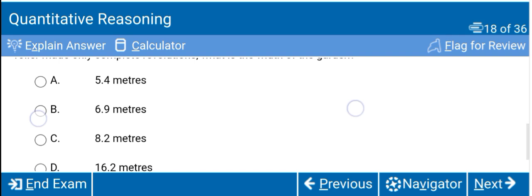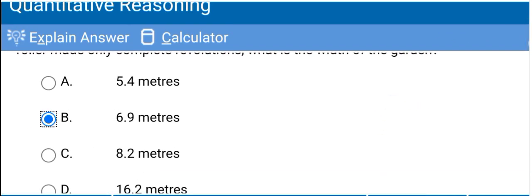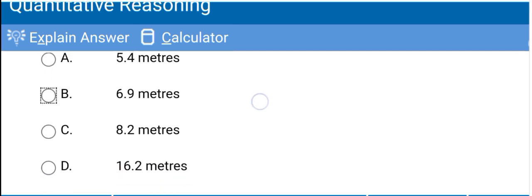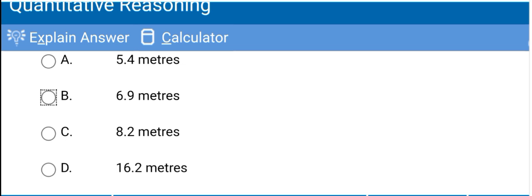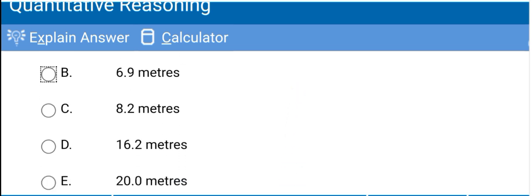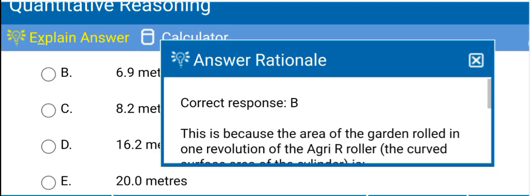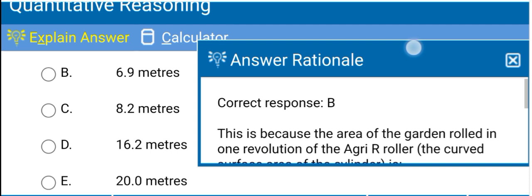Option A, 5.4 meters. Option B, 6.9 meters. Option C, 8.2 meters. Option D, 16.2 meters, and option E is 20.0 meters. So the correct option is option B.